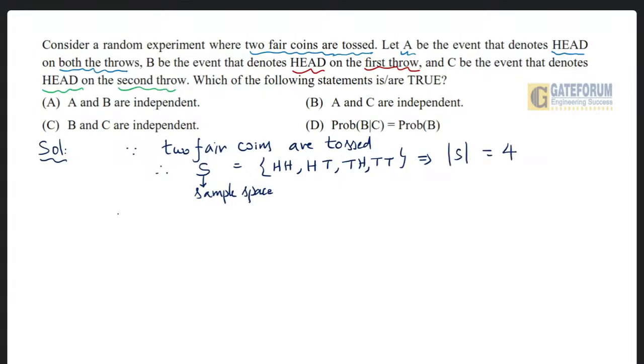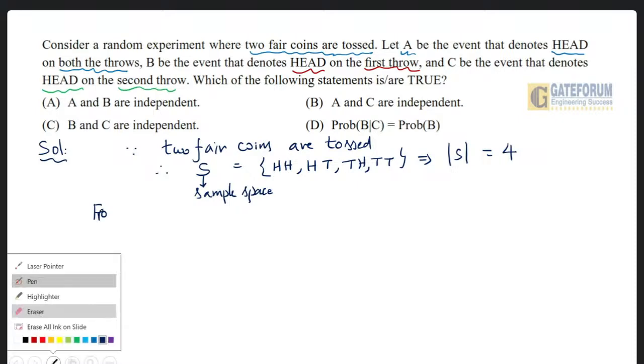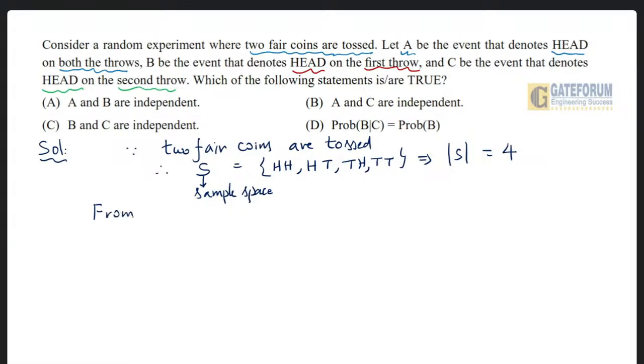Now, we have from the given information regarding A, B, C: A is equal to head on both the throws. So you will be getting this outcome only: HH. B is equal to head on the first throw only. That is HT, HH.